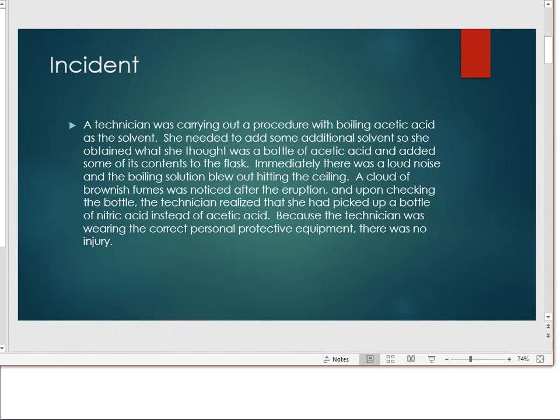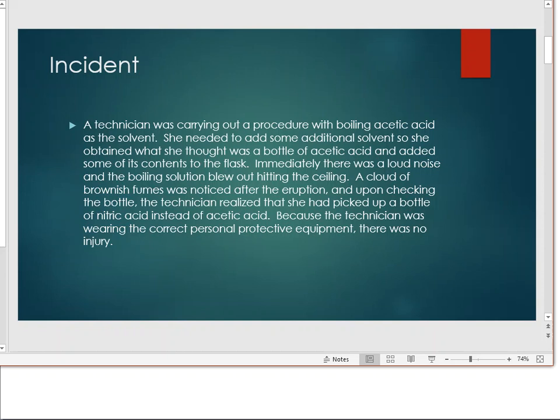Because the technician was wearing the correct PPE, there was no injury. So that's good news. Nothing happened to her, because she did put safety precautions in play. However, there was an incident, and this incident could have been prevented if she had just double checked the label that was on that bottle of nitric acid. This would have never happened.